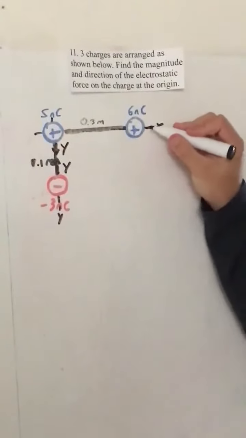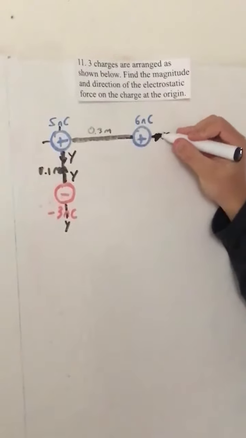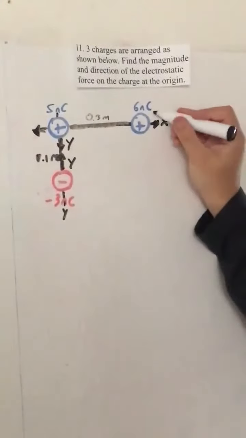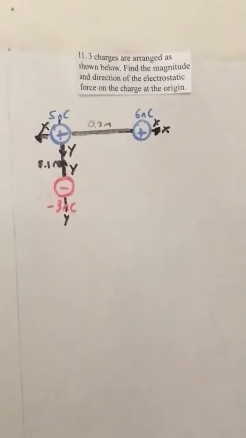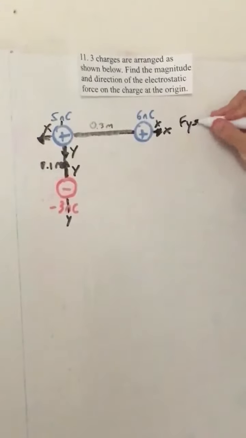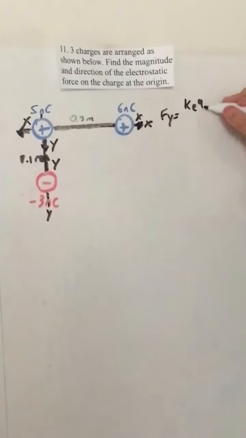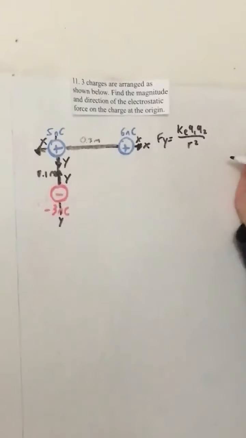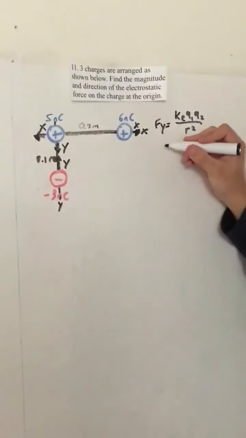And now let's take the force between these two particles, force X. Because these are like charges, they repel each other. So first, let's calculate force Y. We use the electrostatic force equation, which is Ke Q1 Q2 over r squared, and the charges are absolute values, so they're always positive.